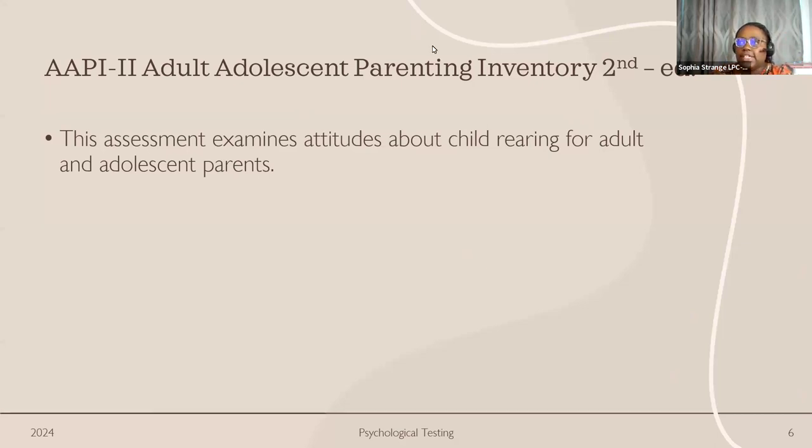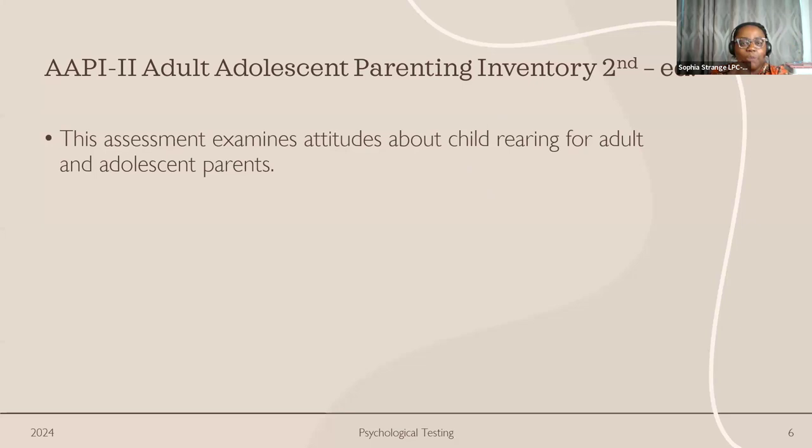So that test is an assessment that examines the attitudes about child rearing for adult and adolescent parents. So, if that parent is thrilled about being a parent, but it's not coming out in their actions, then that gives us another space to work with, in comparison to a parent that doesn't seem to have an understanding of what they should be doing as a parent. And they think they're doing a pretty good job, but they really don't have a clue.